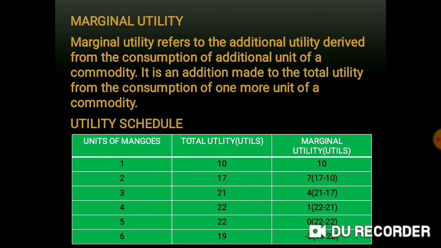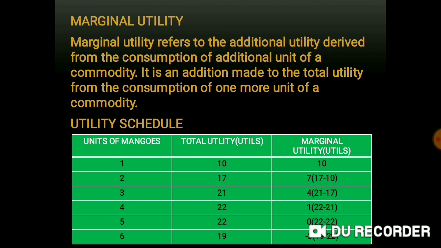And the marginal utility that he gets from the second mango is 7. That is 17 minus 10. The total utility that he gets from 3 mangoes is 21 utils. And the marginal utility that he gets from the third mango is 4.